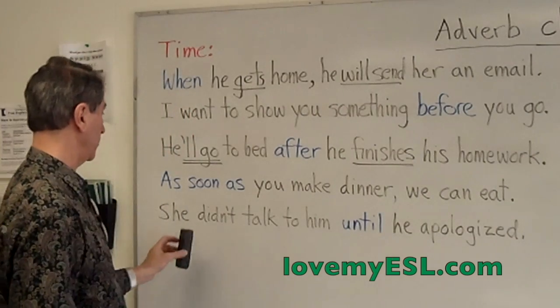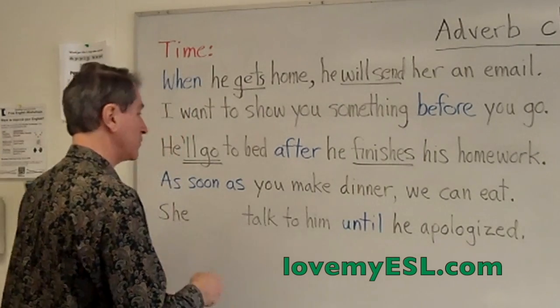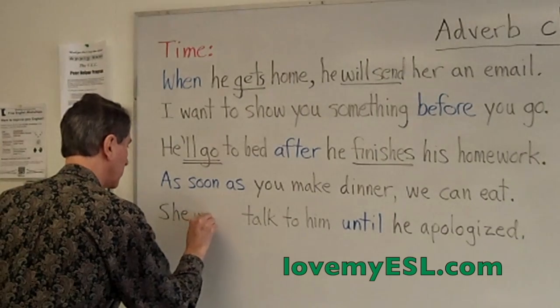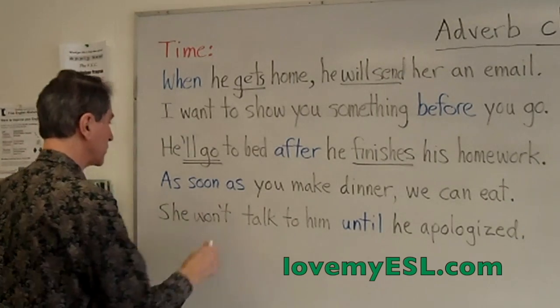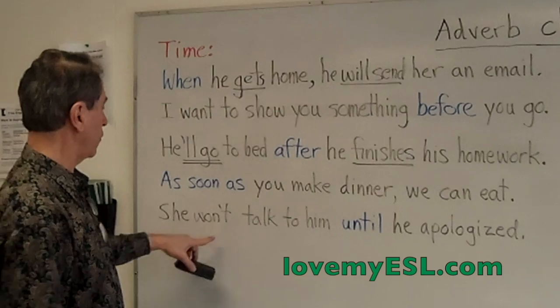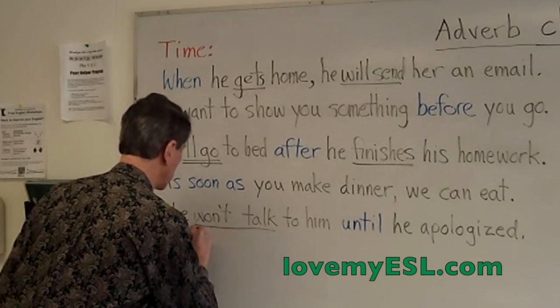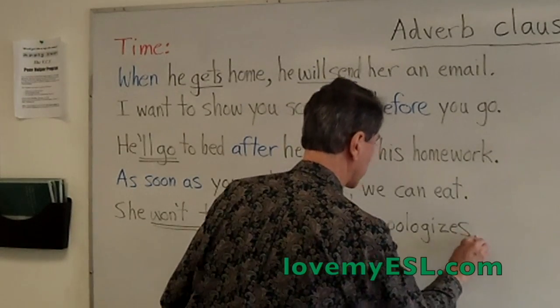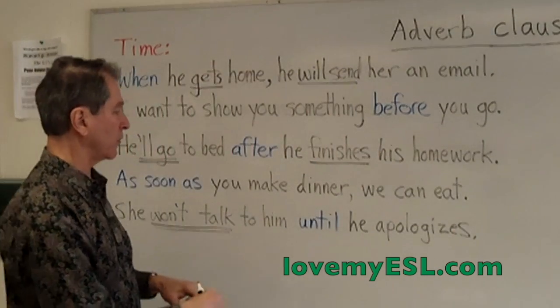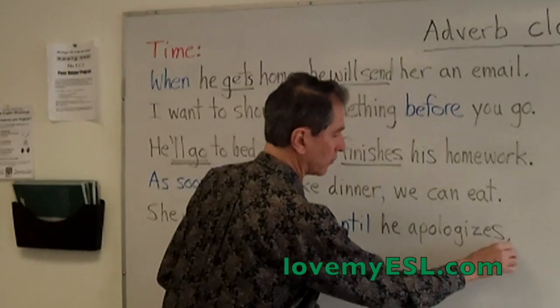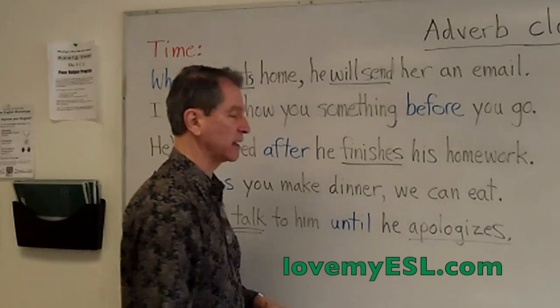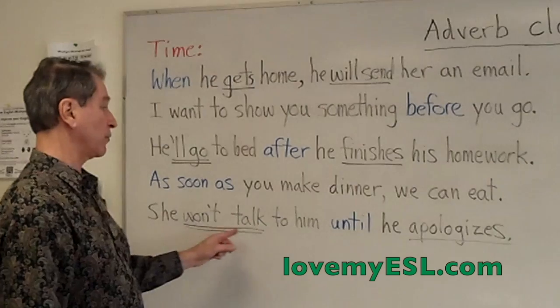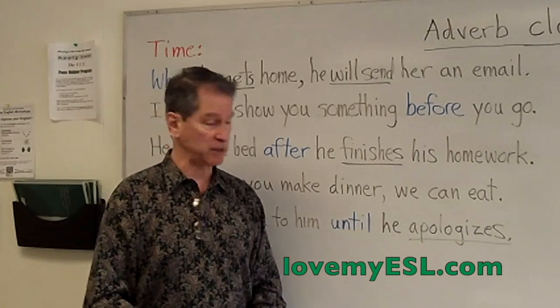And another example: she won't talk to him. Won't, as you know, is will not. She won't talk to him, so this is going to be future right here, until he apologizes. So there's another future idea. And notice, in my adverb clause, I can only have the simple present tense. After he apologizes. She won't talk to him until he apologizes.